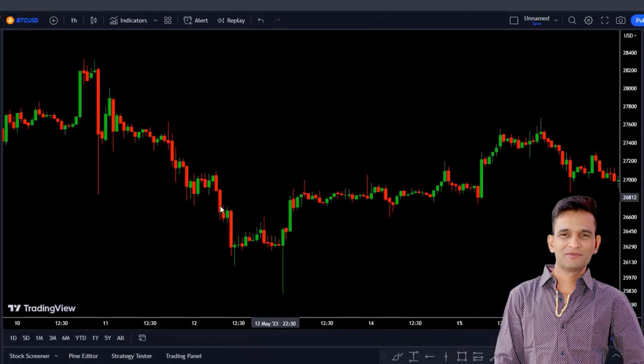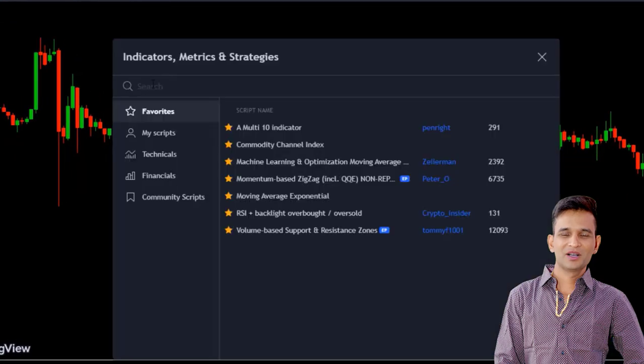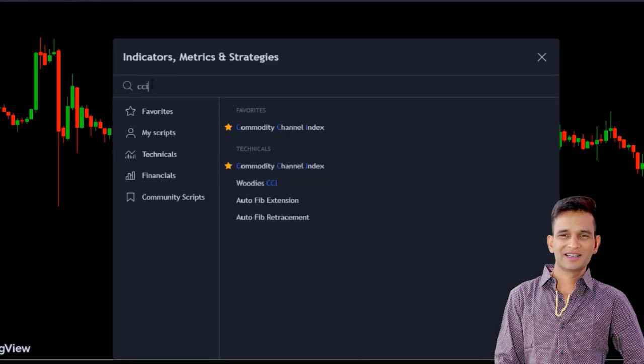Open TradingView. We are going to search for the following indicator, which is a CCI indicator.